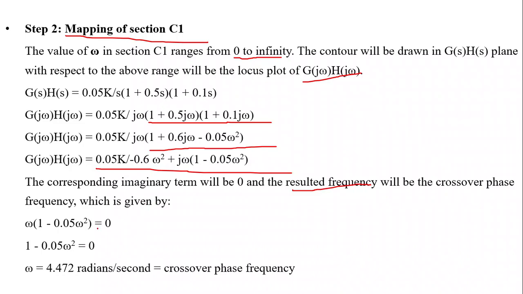We have to equate this imaginary term to 0, which means omega into (1 minus 0.05 omega square) equal to 0. After that, omega equal to 0 and then 1 minus 0.05 omega square equal to 0. From that, the omega value is 4.472 radians per second. This is our crossover frequency.